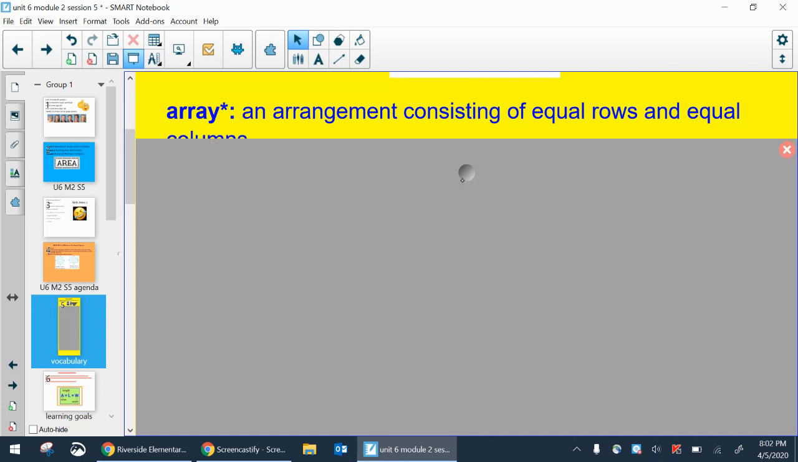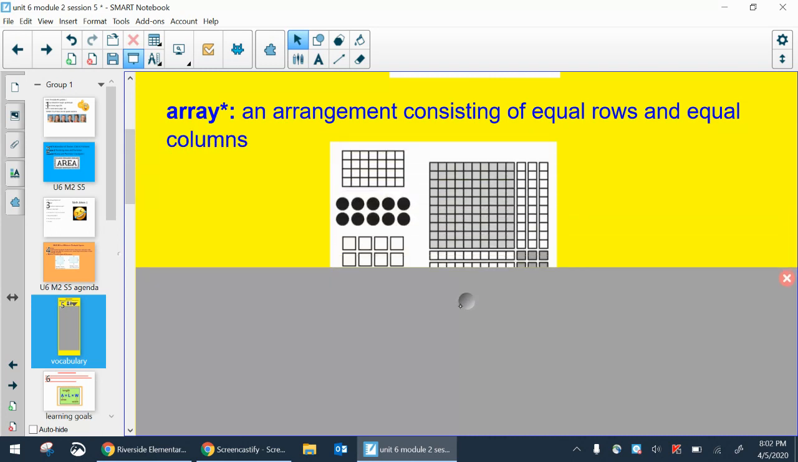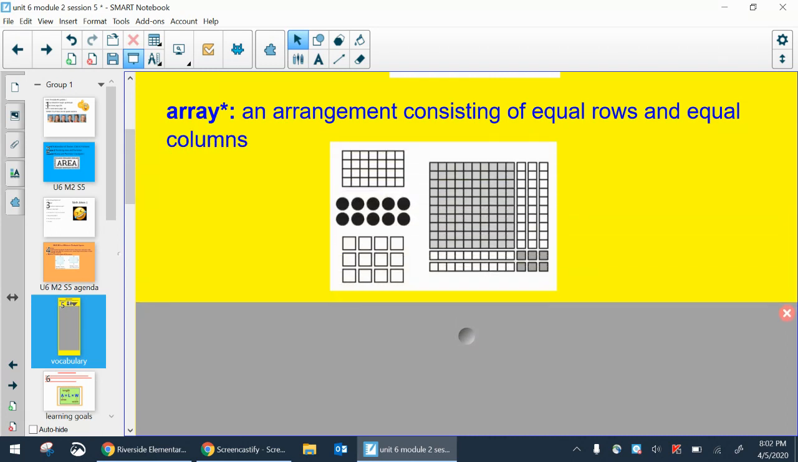Next vocabulary word, array. An array is an arrangement consisting of equal rows and equal columns. And we have some different examples of arrays here that you might want to use as you work through some of the problems today or in the future as well.